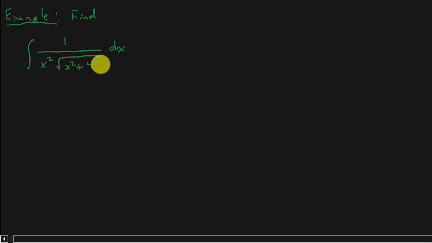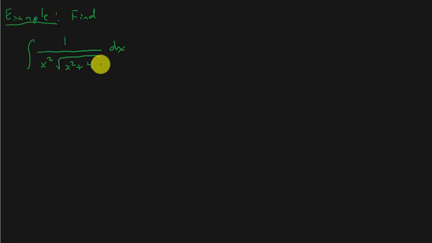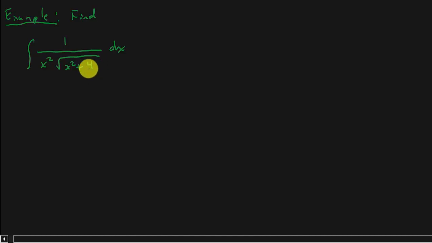All right, so we've got the integral of 1 over x squared times the square root of x squared plus 4. If you look at that table, we're going to let x equal a tangent theta, and in this case, a is 2. 2 squared is 4. So I've got x is equal to 2 tangent theta. dx is 2 secant squared theta d theta.